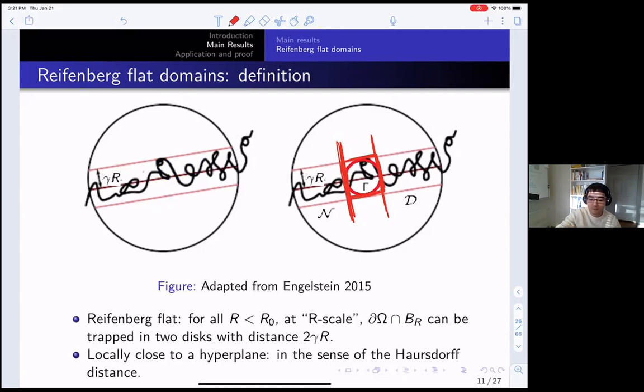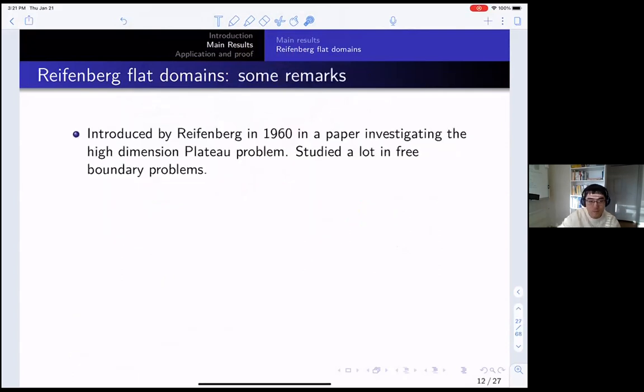Okay, so this is the flatness for the interfacial boundary. This is our assumption: local flatness. Now let me give some remarks on these Reifenberg-flat domains, or Reifenberg flatness.